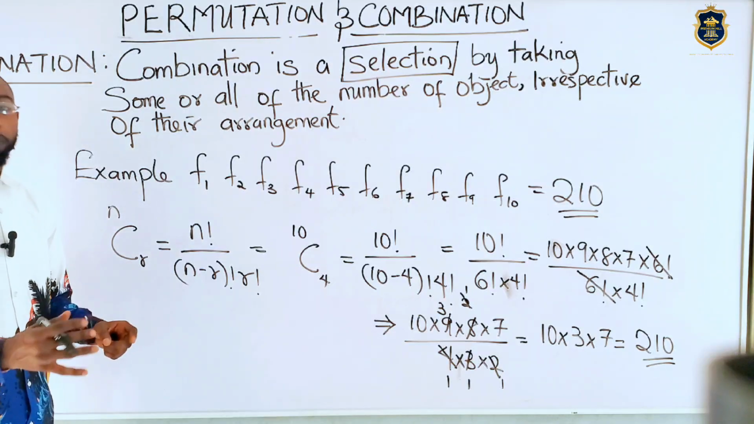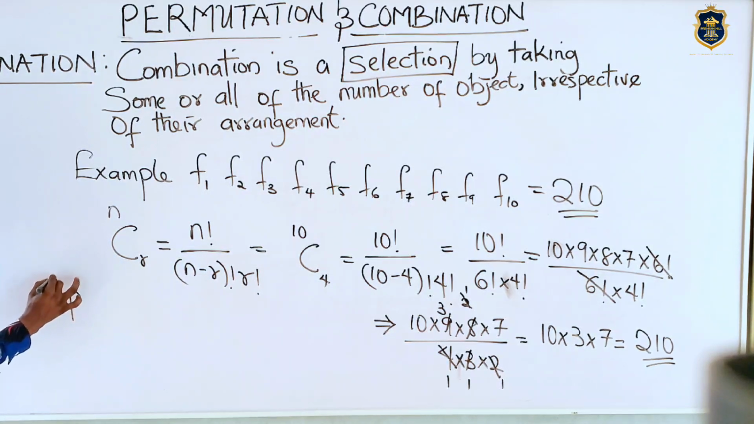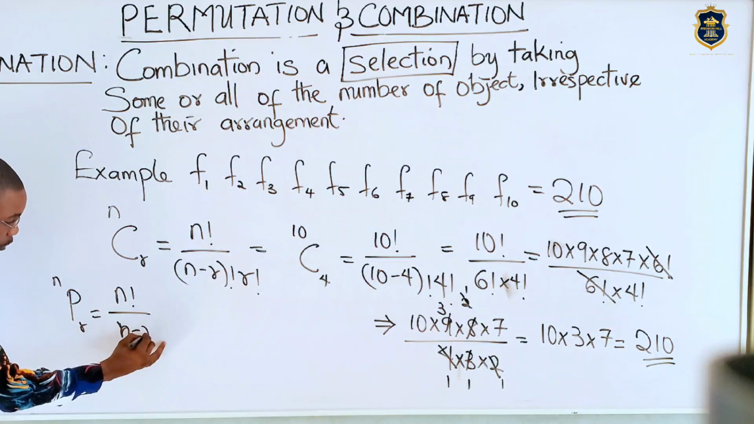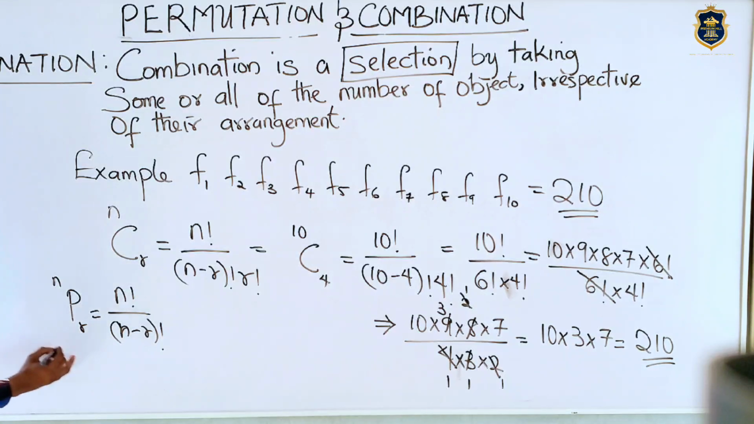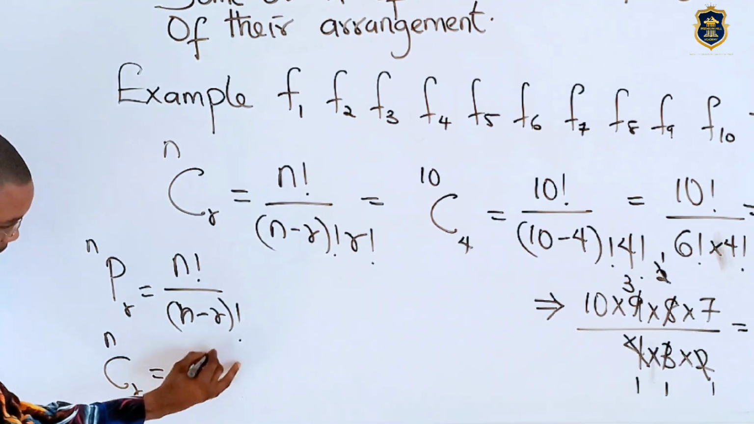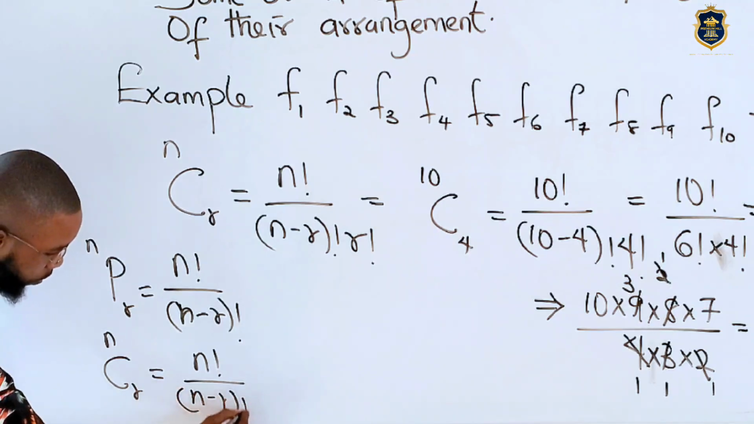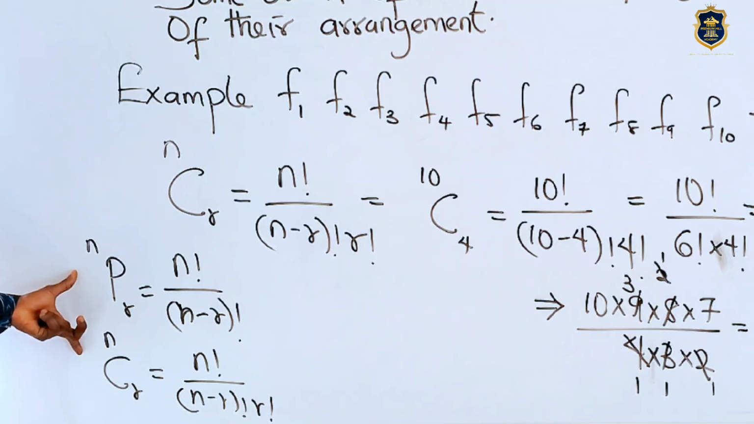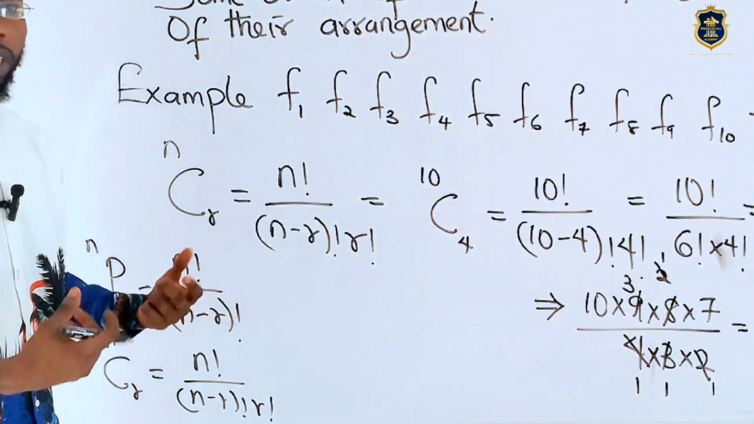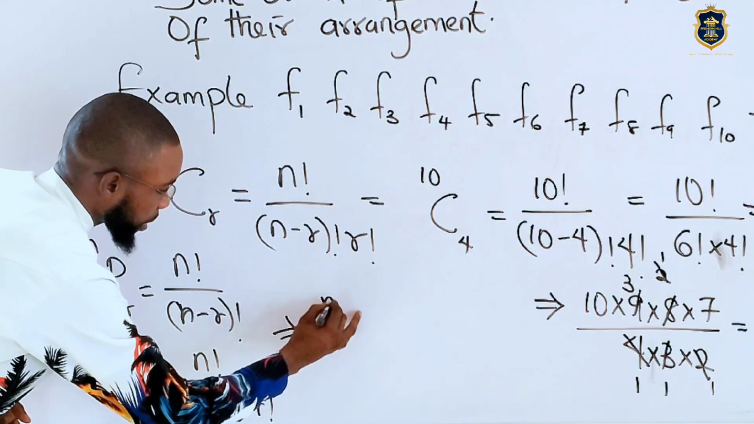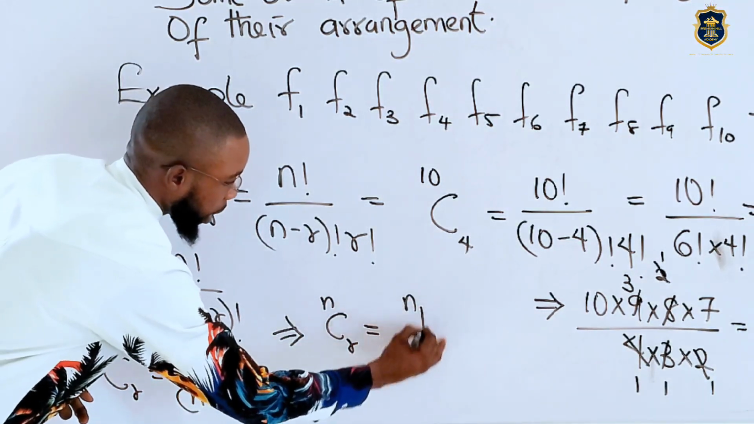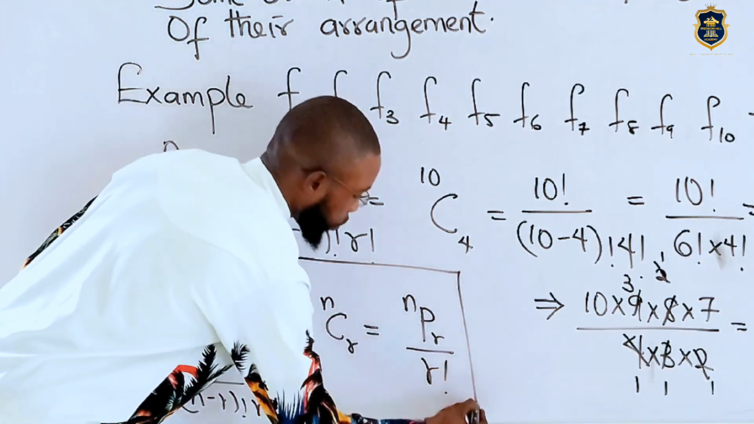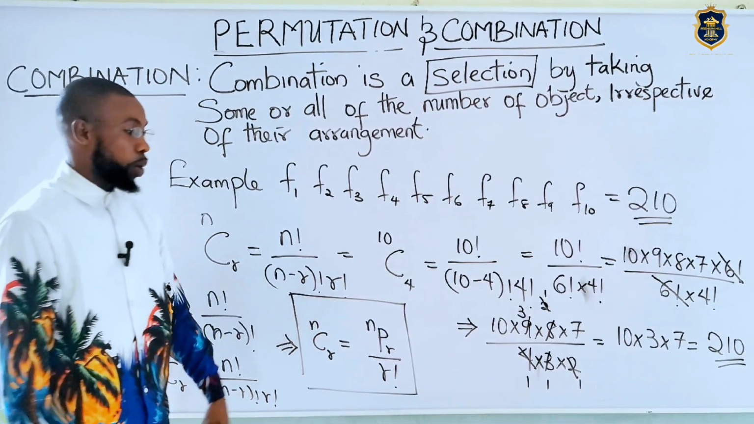So the difference between combination and permutation is that the formula for permutation is simply n factorial over n minus r factorial. But for combination, nCr is n factorial over n minus r factorial, times r factorial. This is what is missing. And mind you, there's a relationship between both, right? The relationship between combination and permutation is very simple. nCr is equal to nPr over r factorial. That's the relationship. In a later video, I'm going to explain this to see how we can get it done.